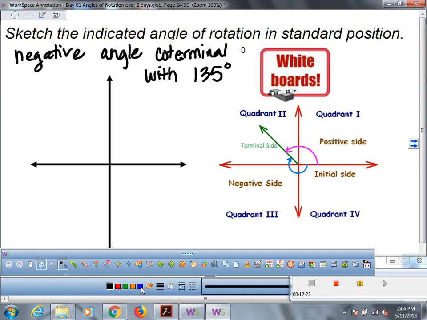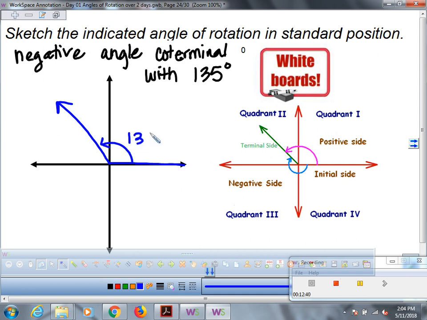Okay, so our first angle, the first thing we're going to draw, oh, you're explaining it? Thank you. So the first thing I'm going to draw is my 135, so I know 135 is between 90 and 180. It's actually right in between it. So there's my first angle. That's 135. And I want a coterminal angle that's negative. So I just go in the negative direction until I get there.